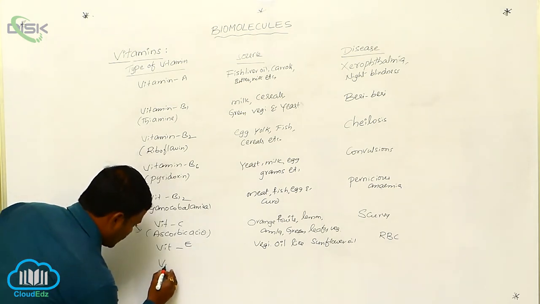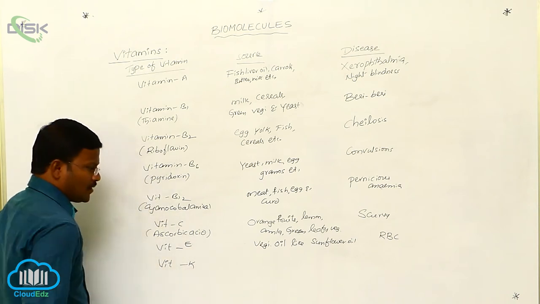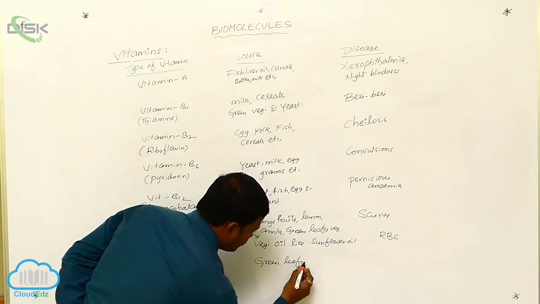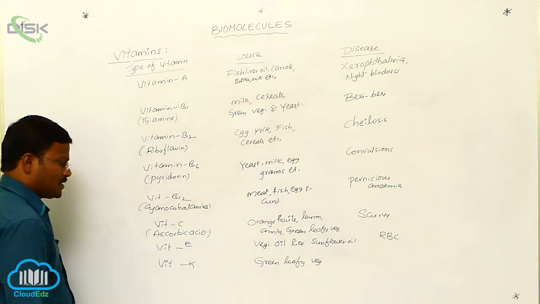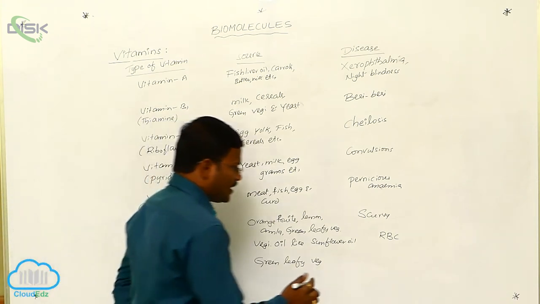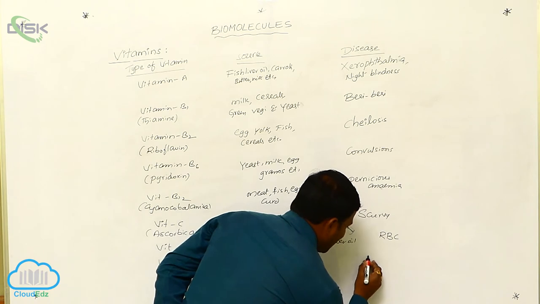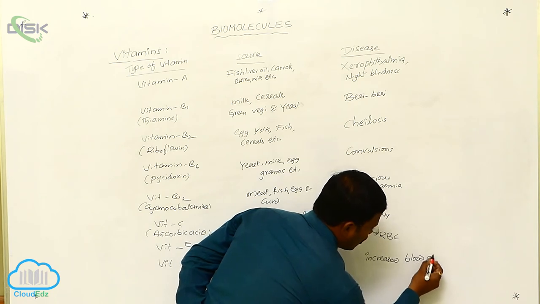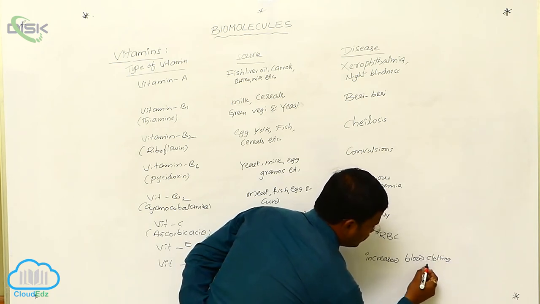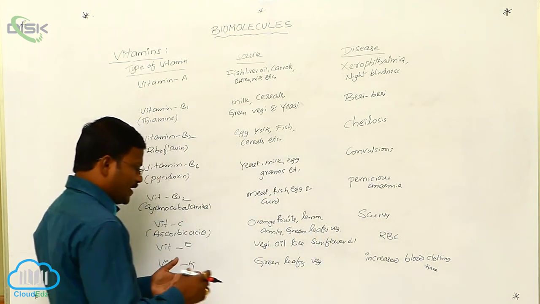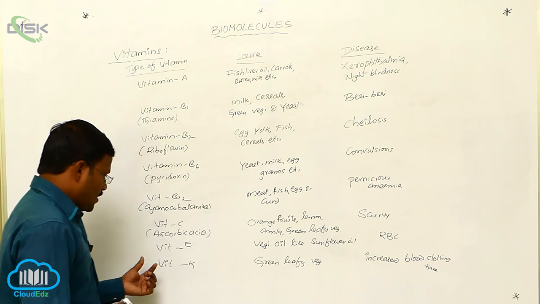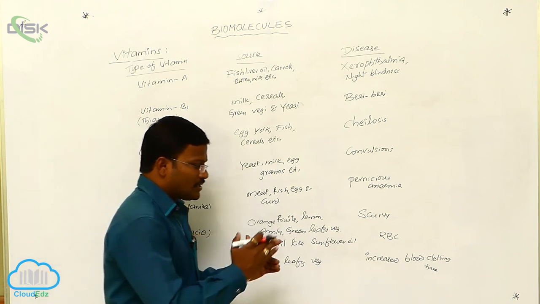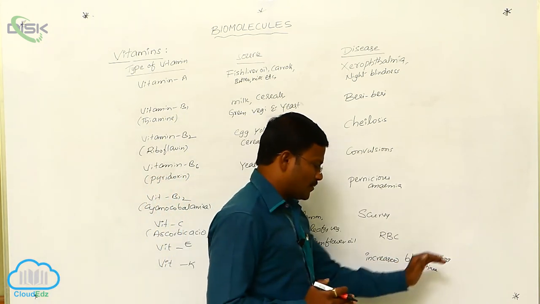Here the last vitamin is vitamin K. This vitamin K is generally available in green leafy vegetables. Here deficiency of vitamin K may result in increased blood clotting time. So if any bleeding takes place in human beings and deficiency of vitamin K is observed in such a condition, continuous loss of blood takes place because of increased blood clotting time.